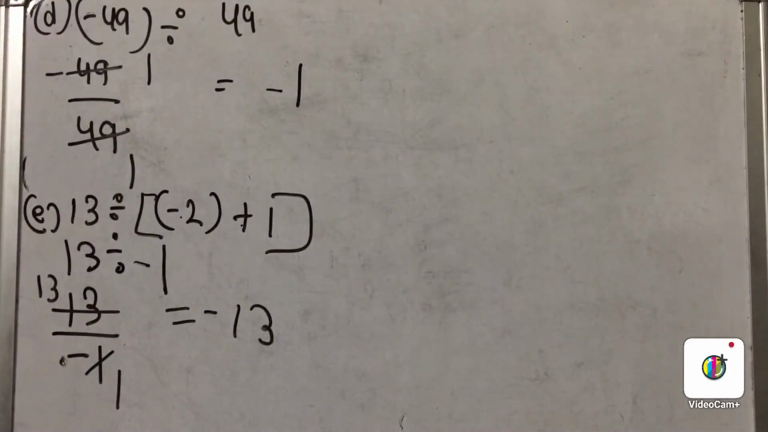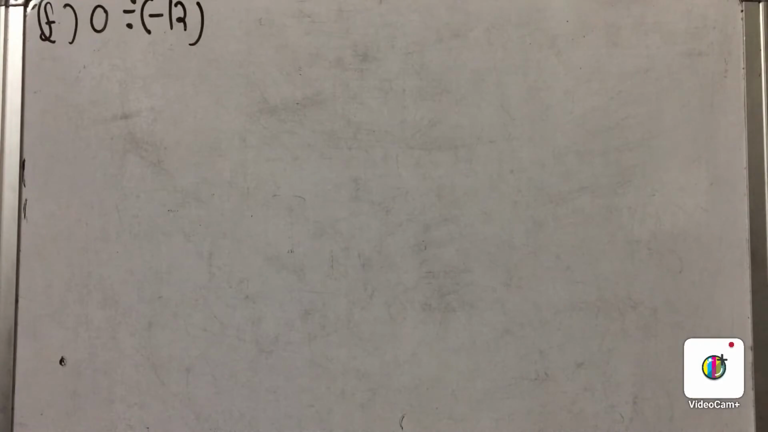Now let us come to our part number F, which is 0 divided by minus 12. So there is no need to get confused about how we will solve this question.